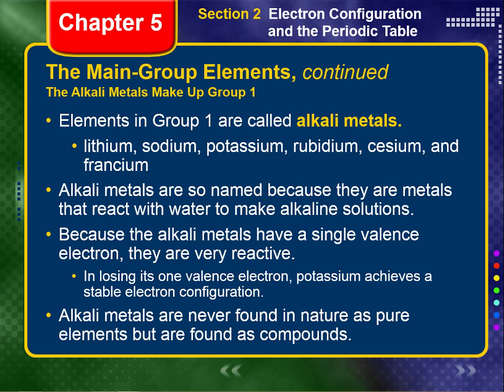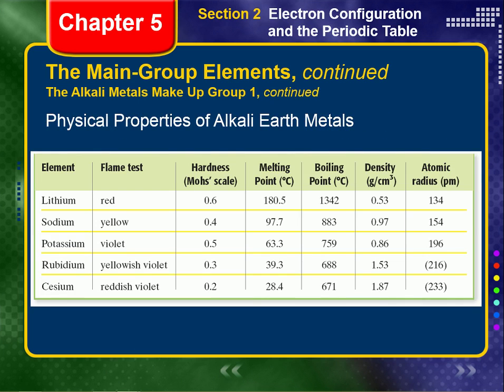Alkali metals are never found in nature as pure elements. Never. They're always found in compounds. Why? Because they're so reactive, because they only have one valence electron. They're so reactive that by the time we observe them, they've reacted with something else to form a compound. And so as we look through the alkali metals, we see that they have somewhat similar characteristics. So we have lithium, sodium, potassium, rubidium, and cesium.